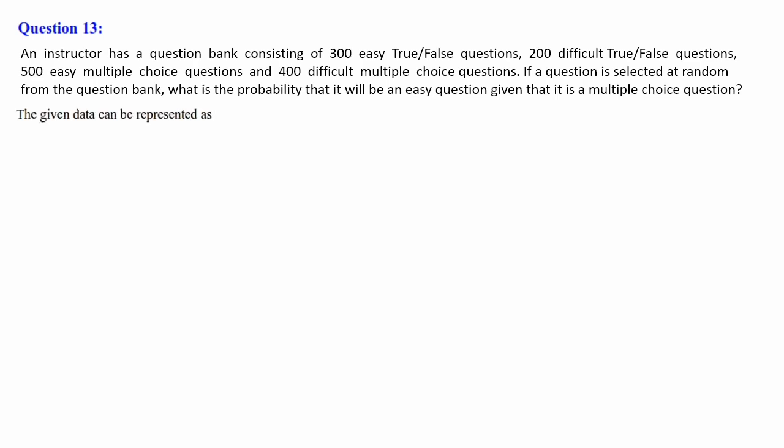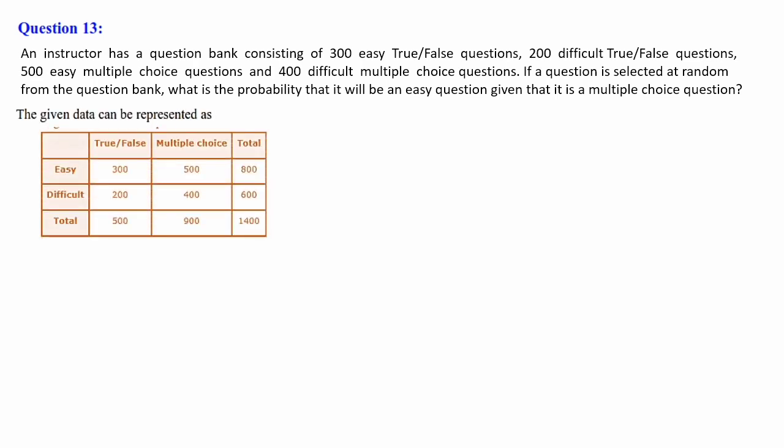Let's summarize it. The given data can be represented as follows. There are two types of question I told you before, true or false and multiple choice. So the first one is the true or false type, another one is multiple choice. Again, two categories are there, one is easy, another one is difficult. So easy and difficult. The first one, 300 easy true or false questions.